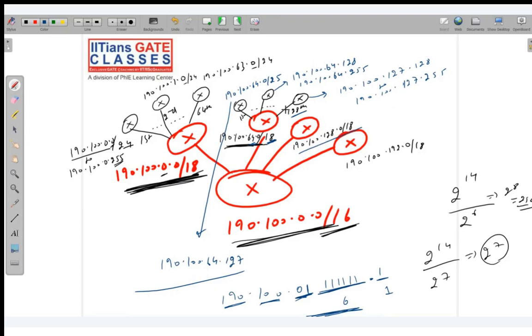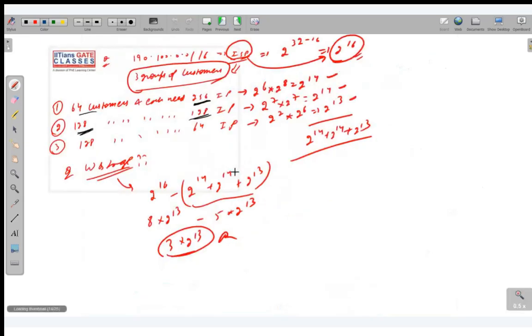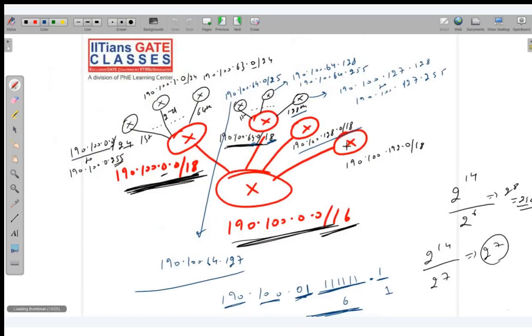The third organization needs 128 customers, each needing 64 IP addresses. So it basically needs 2 power 13 IP addresses. Now try to see here carefully. Again, I have to divide it. So what I will do is divide this into two parts.